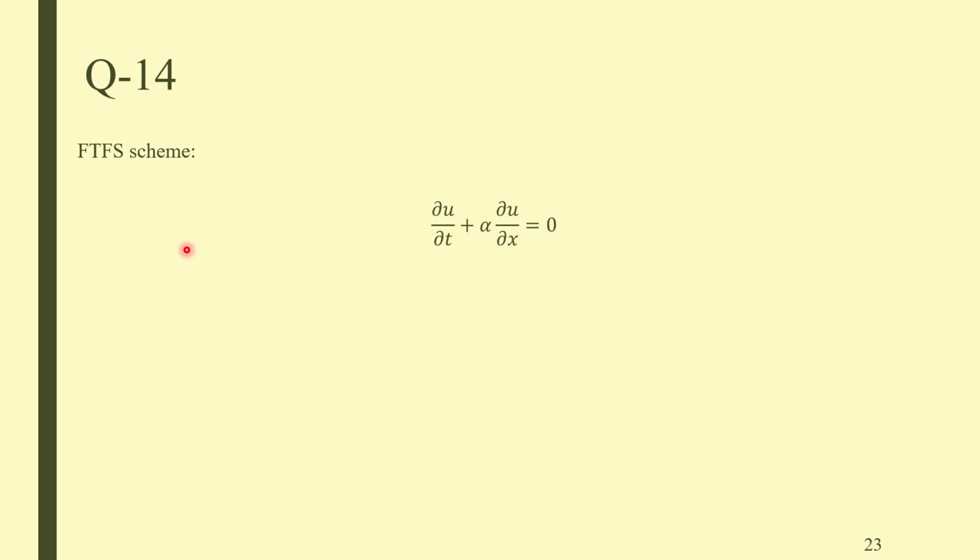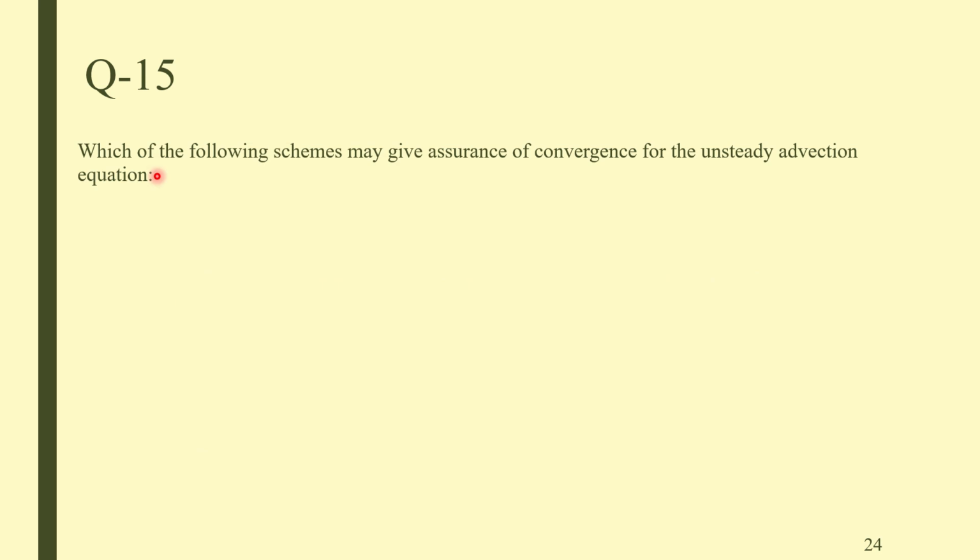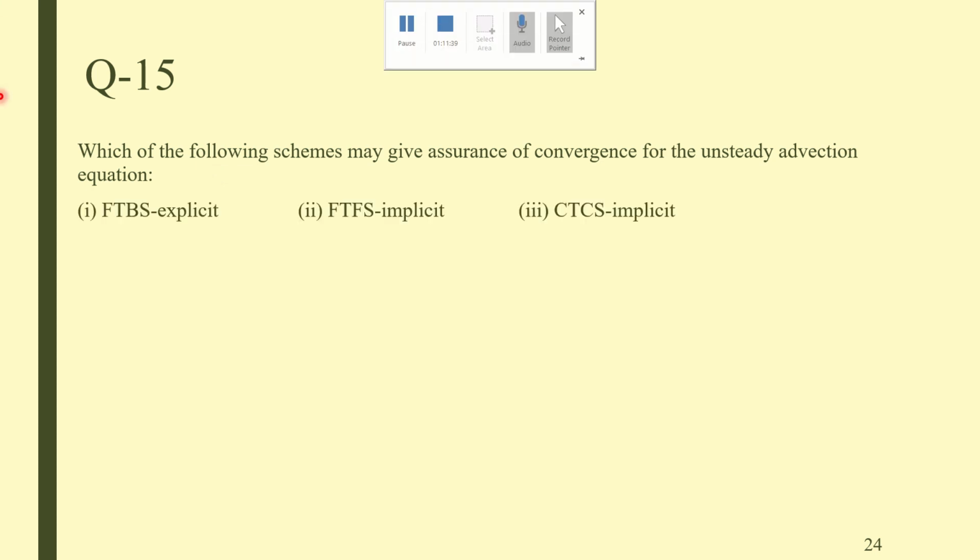Now we'll go to question 15. In question 15, it is asked which of the following schemes may give assurance of convergence for the unsteady advection equation. So here, assurance for convergence. So the equation is the unsteady advection equation, which is given by dou f by dou t plus dou f by dou x is equal to 0. So which may give assurance of convergence for the unsteady advection equation?